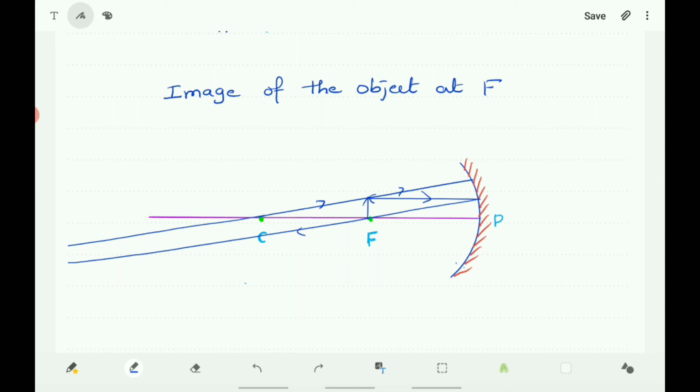So when the object is at F, the image is at infinity and you know that the size of the image goes on increasing, so it is larger than the object, and again it is an inverted image which can be caught on the screen. So that is the real, inverted and highly enlarged image formed here at infinity.